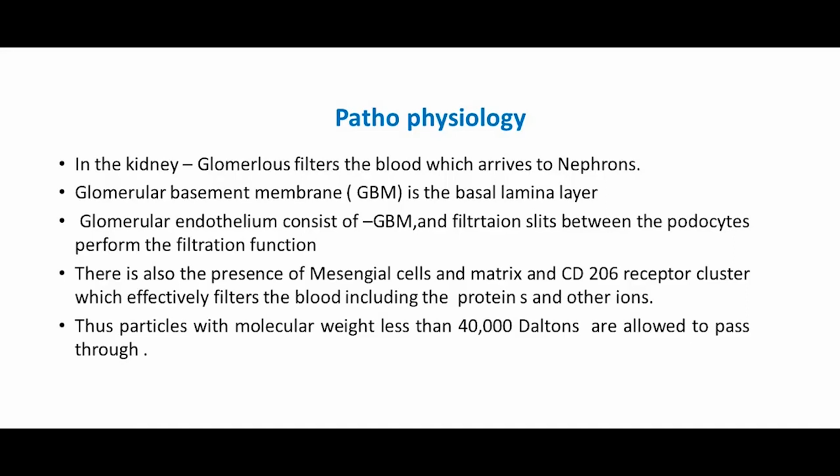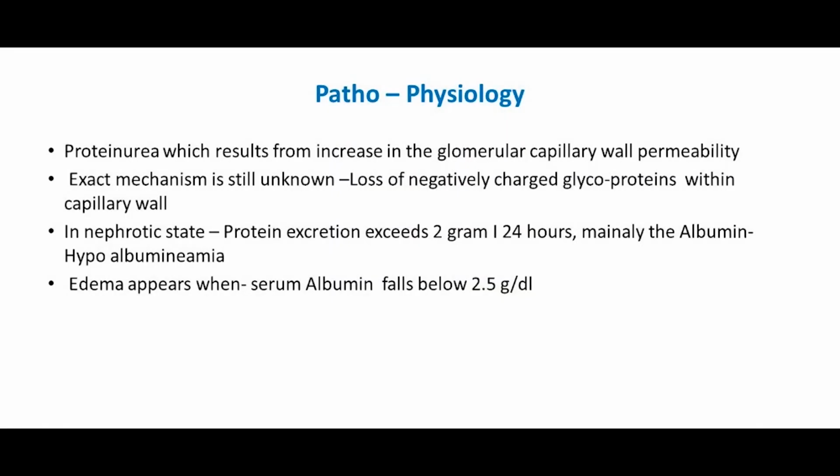In the kidney there is a glomerulus which filters the blood arriving to the nephrons, and the glomerulus contains a basement membrane called the glomerular basement membrane, and there are filtration slits between the podocytes which perform the filtration function. There is also the presence of mesangial cells and matrix and CD2AP cells. In total, all these things perform the filtration process. Now, proteinuria results from an increase in the glomerular capillary wall permeability. This is the main factor here.